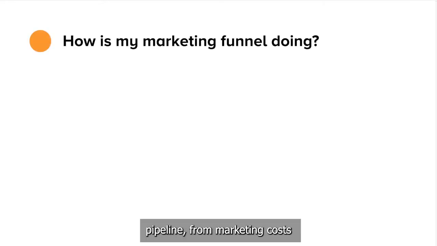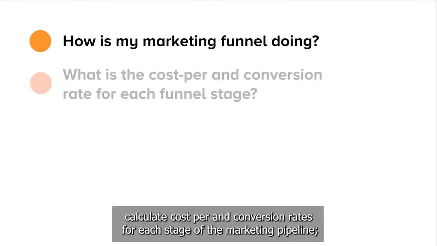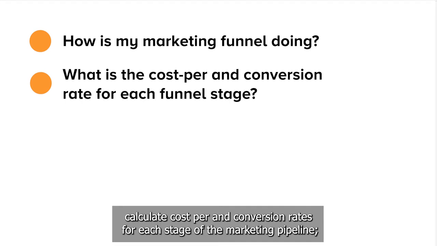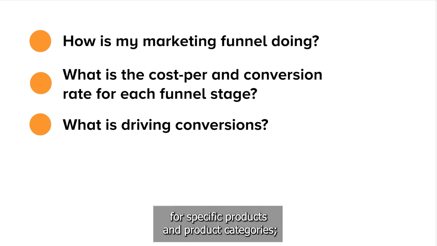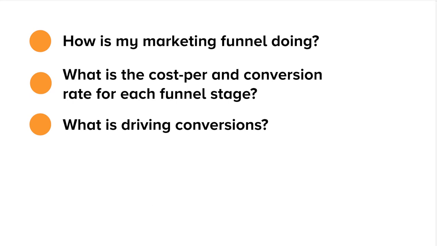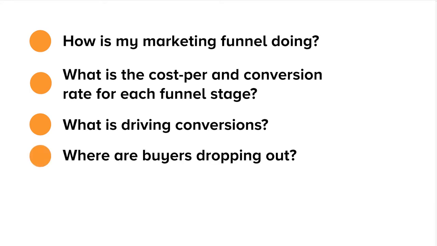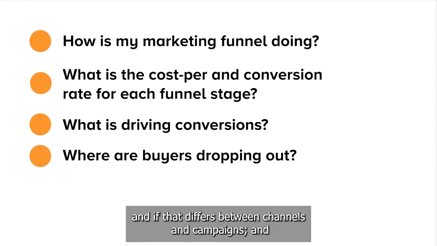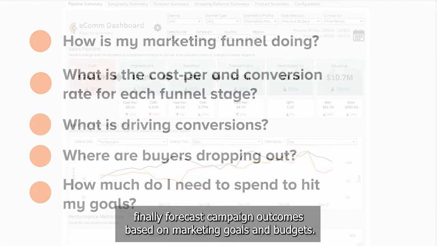With this dashboard, you can see your entire digital marketing pipeline from marketing costs to impressions and clicks to orders and revenue generated. Calculate a cost per and conversion rates for each stage of the marketing pipeline. Understand which campaigns and channels lead to the most orders for specific products and product categories. See where in the shopping or checkout process buyers are dropping off and if that differs between channels and campaigns. And finally, forecast campaign outcomes based on marketing goals and budgets.